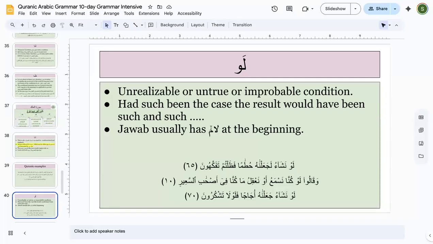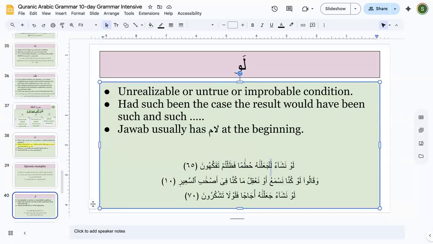Its jawab mostly has a lam in the beginning. Law nasha'u laja'alnahu hutaman. So, you can easily tell: if we would have willed, we would have made them dust. So this lam is beginning the jawabu shart. So lamul waqia fi jawabu shart.